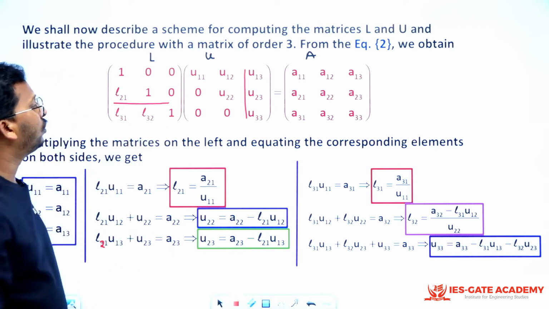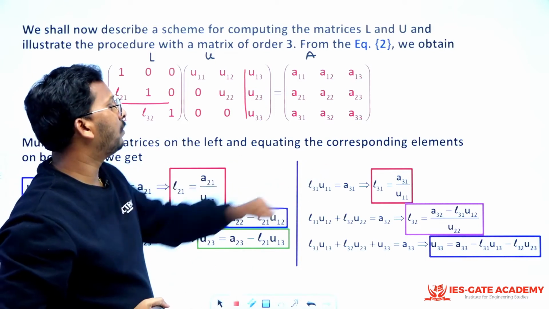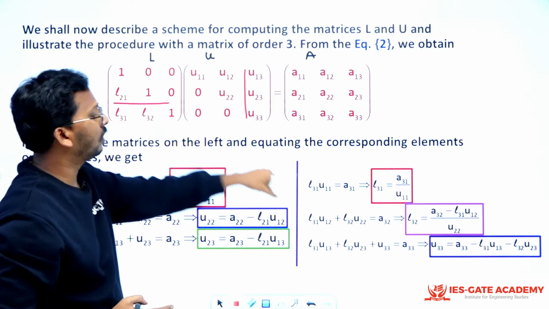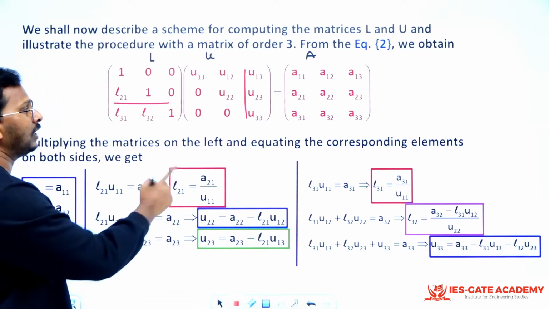Similarly, for the last row you multiply this into this. What will you get? You will get L31 is equal to A31 by U11. This into this, you will get your L32. This into this, you will get your U33. Right? So I have just multiplied everything and shown you, sir.